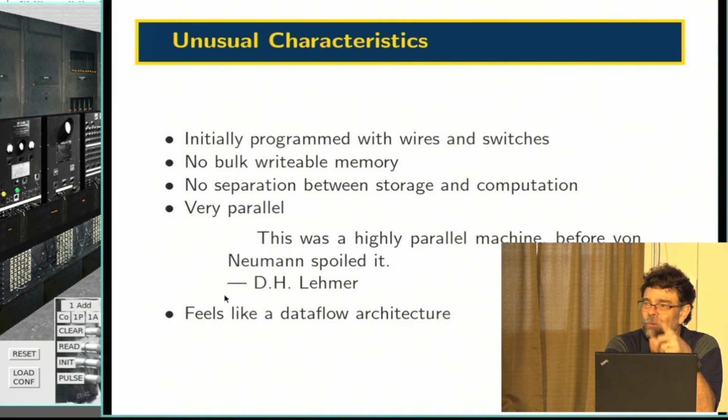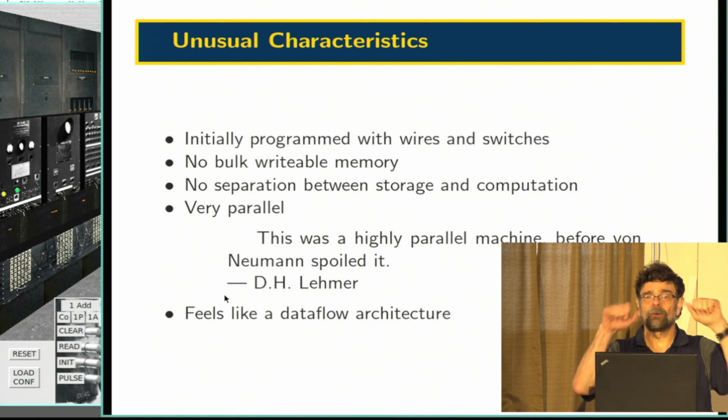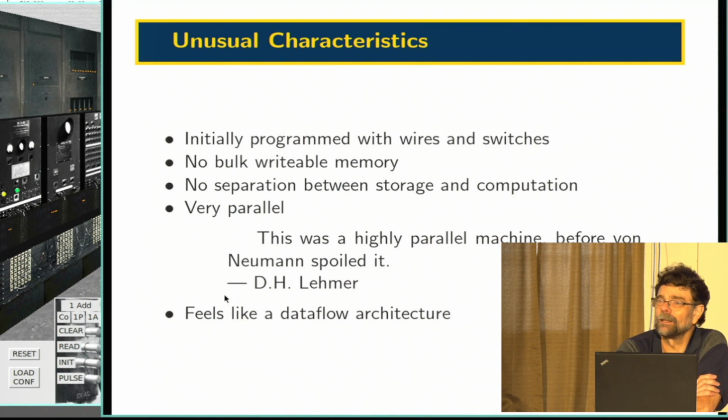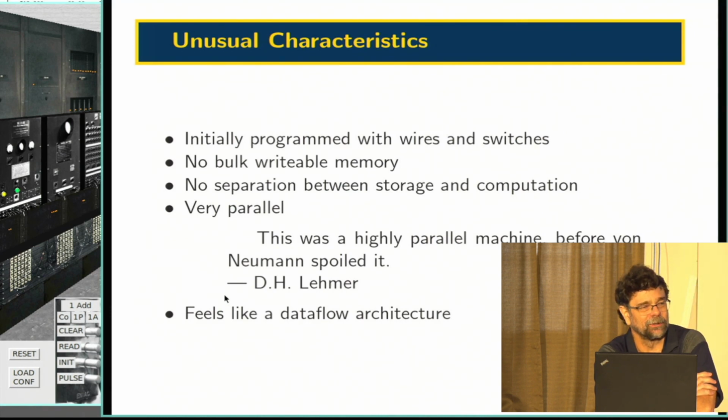And the way he generated the set of primes was by doing basically the sieve of Eratosthenes, only he tested all of the possible prime divisors in parallel. So it would test a number for primeness in one step. Very impressive piece of work. And as he said, it was a highly parallel machine until von Neumann spoiled it. I'll talk a little bit later about how von Neumann spoiled it.